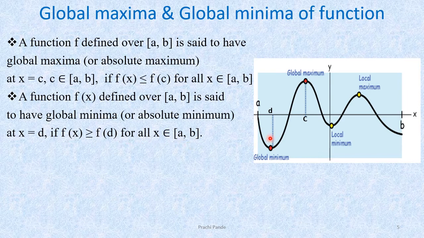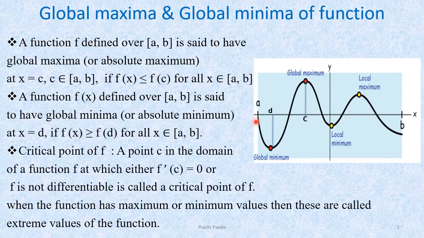In this graph, at point C, we have the largest value of all the maximum values, and at point D, we have the smallest value of all the minimum values of the curve. So, point C and point D are the global maxima and global minima of the function in the interval [a, b].